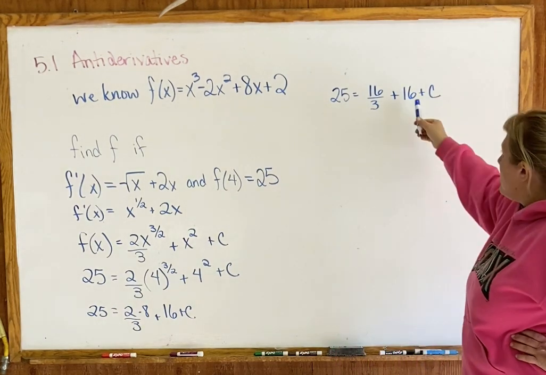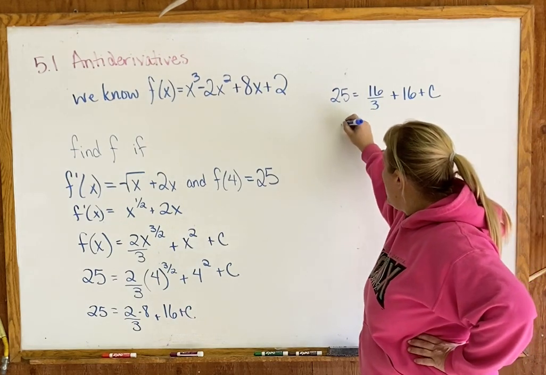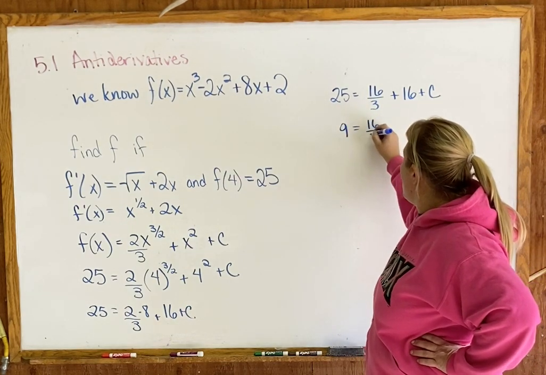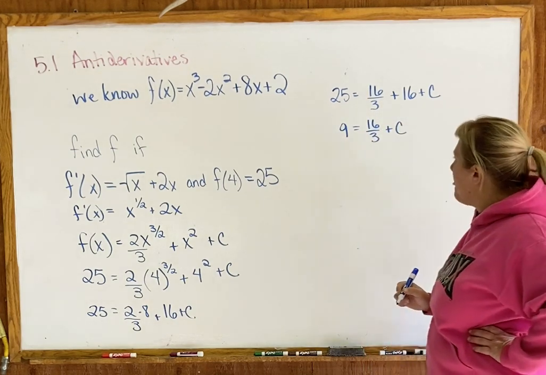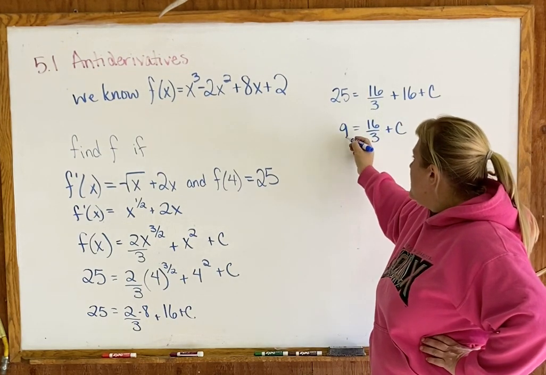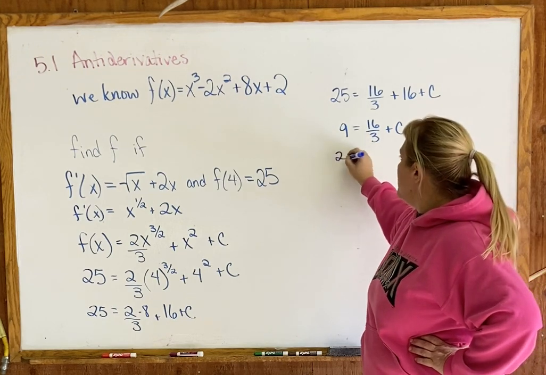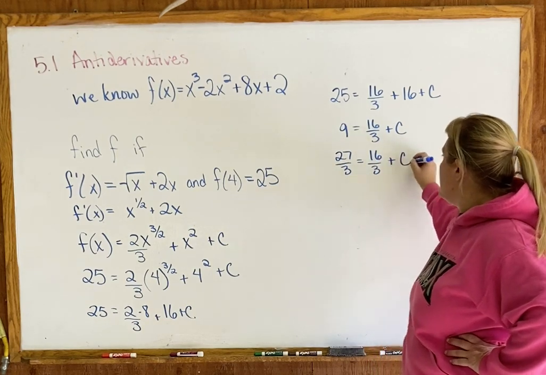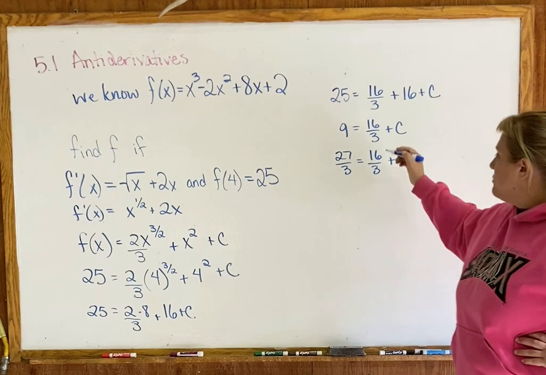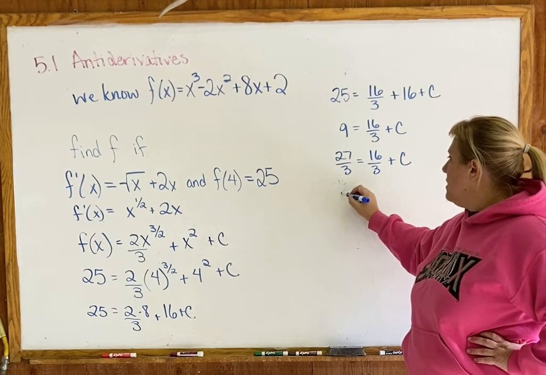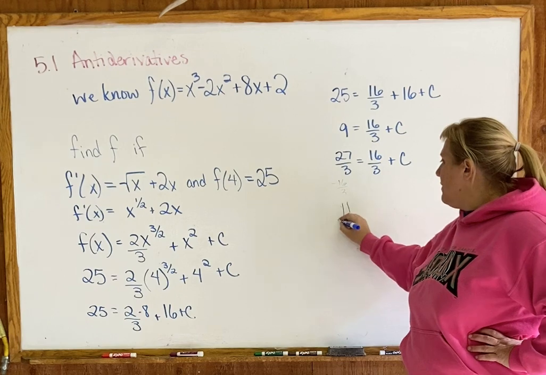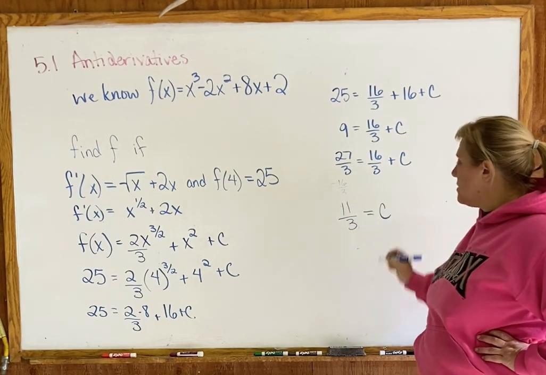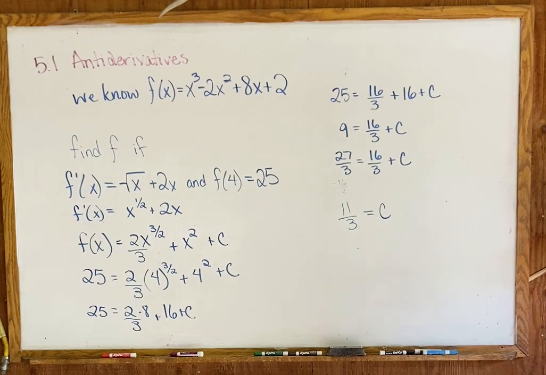Okay, so let's move some things around. If we subtract the 16, we'll now have 9 equals 16 thirds plus c. And 9 would be 27 thirds. So 27 thirds equals 16 thirds plus c. If we subtract the 16 thirds, we should end up with 11 thirds. Everybody agree? 11 thirds equals c. So this is just to show you that you can actually get ugly answers too. They're not all going to be pretty, but we can do it.